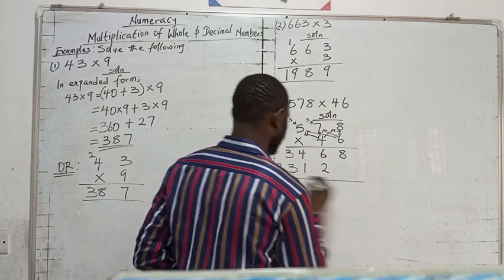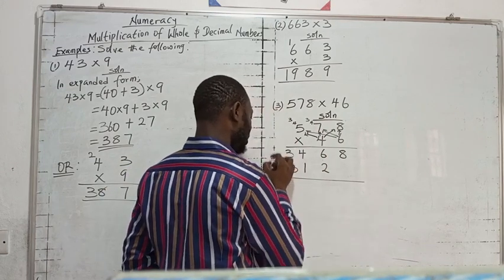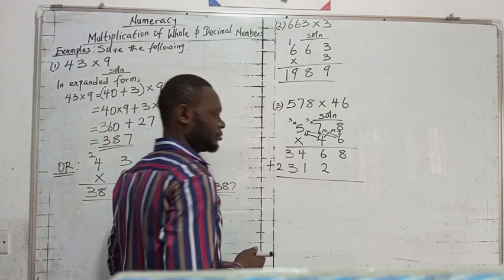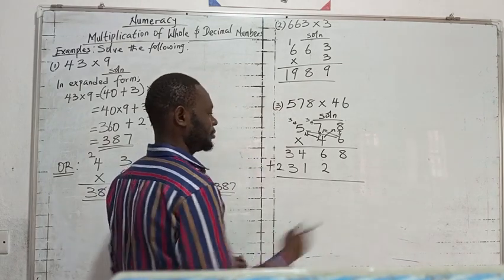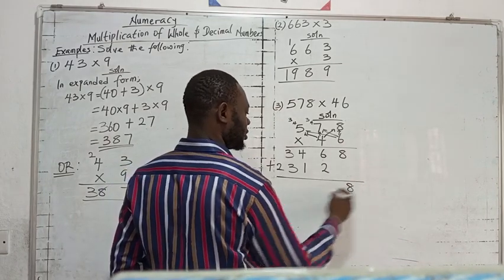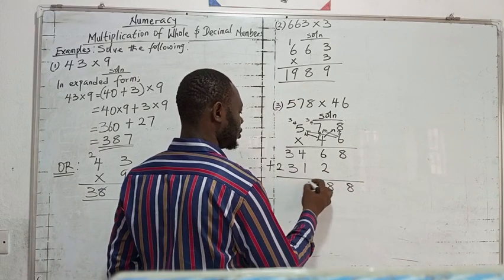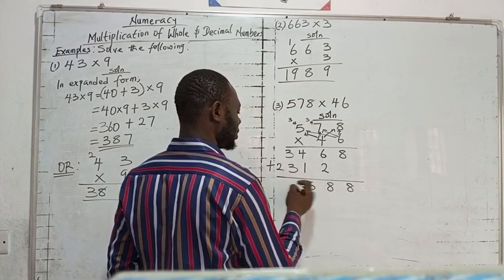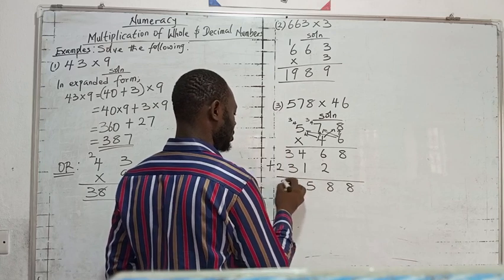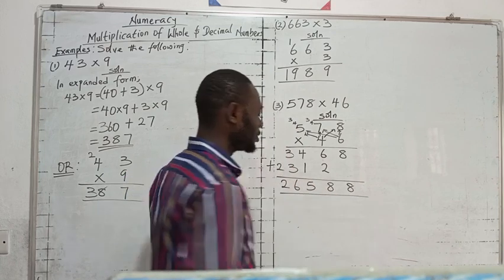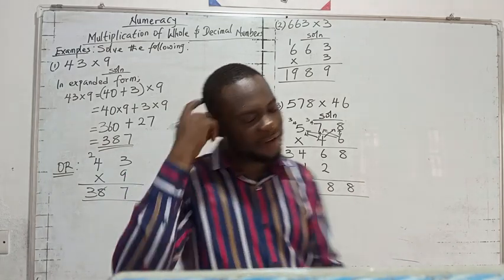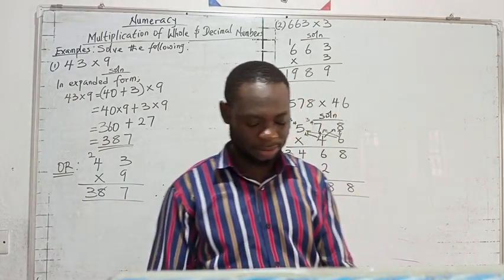Now what do we do? After multiplying, we now add. Bring down 8. 6 plus 2, 8. 4 plus 1, 5. 3 plus 3, 6. Bring down 2. So our answer becomes 22,588.